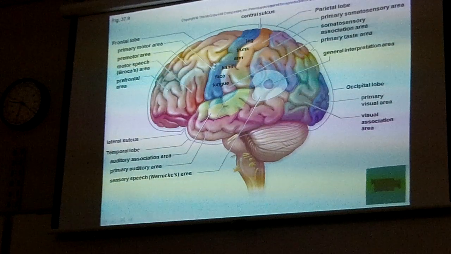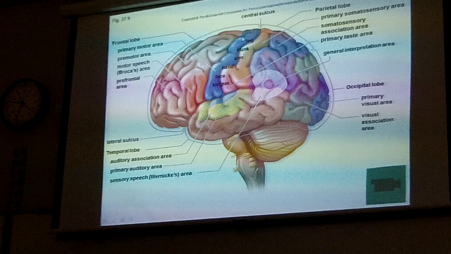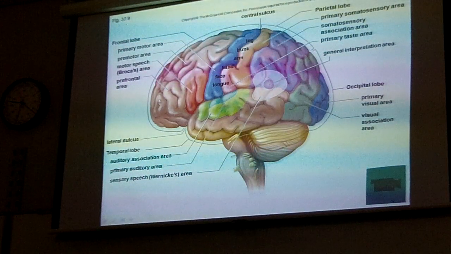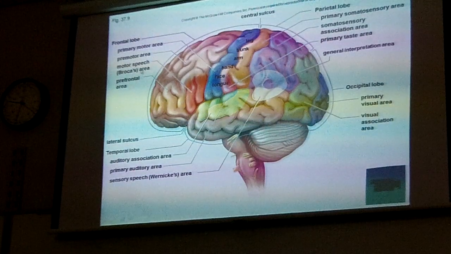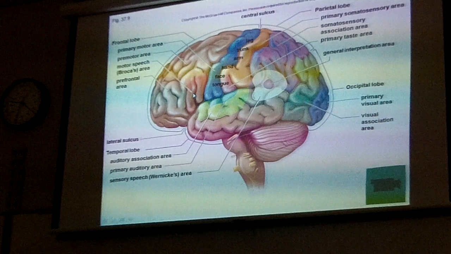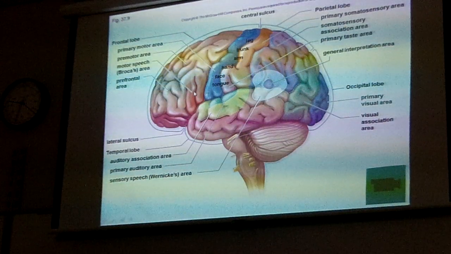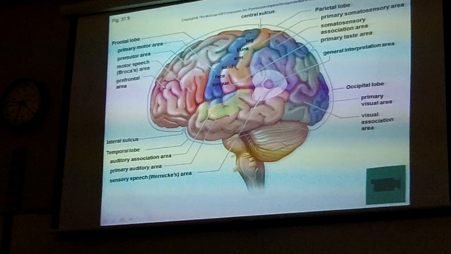Now, we actually divide the brain up into lobes. This area right here that includes this motor area is called the frontal lobe. And the frontal lobe houses speech. There's the area for speech. A stroke there and you'll lose the ability to speak. All your personality is up front here.